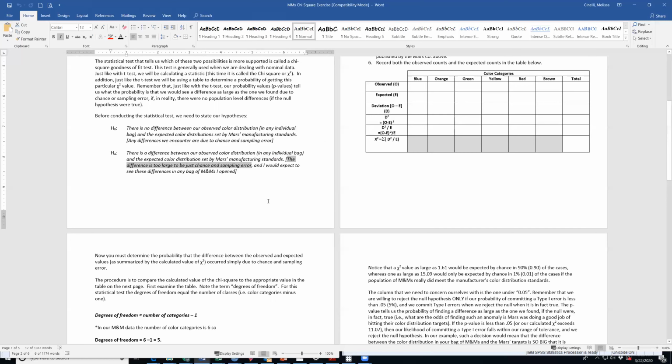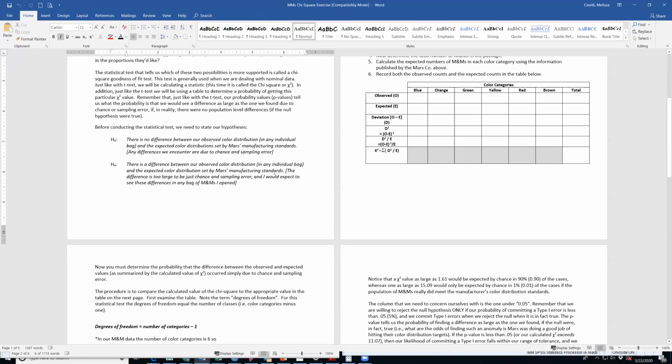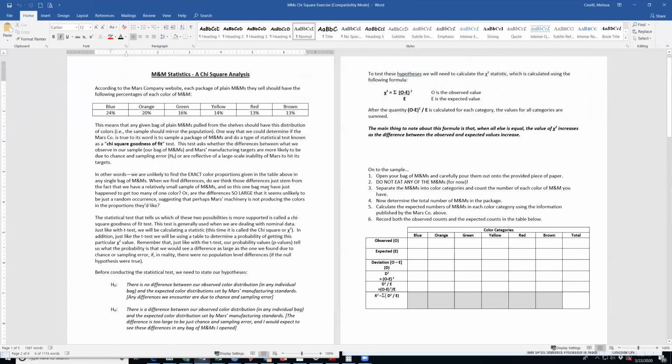I would expect any other bag off of the shelf to show similar differences as what I saw in my own bag. All right, so it's not unique to my sample. It's something that I would expect to replicate across lots of other samples. Right, there really is a meaningful difference.